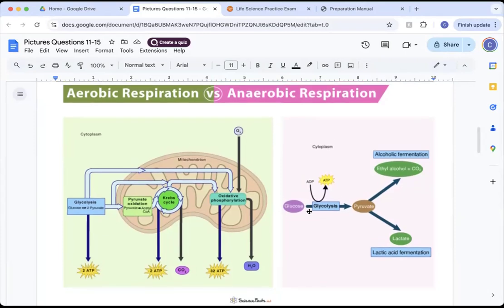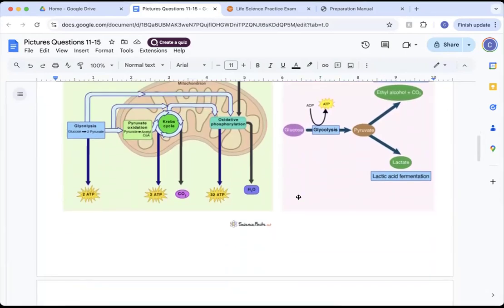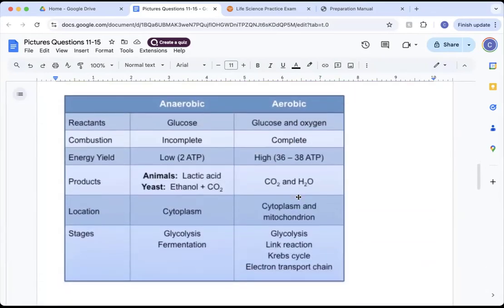If you're a picture person, if you want to pause the video here and write anything down or take notes over that. And then I'm going to scroll down. Here is just a chart if you're a chart person. So you can see the reactants in anaerobic, only glucose goes in. Aerobic, we said, uses oxygen, so the oxygen is going in.